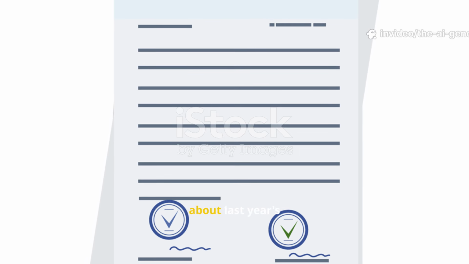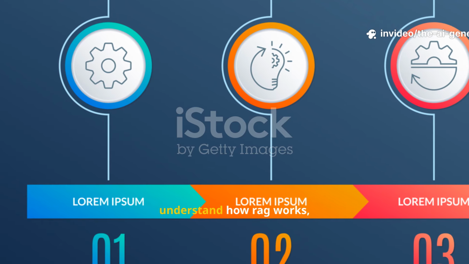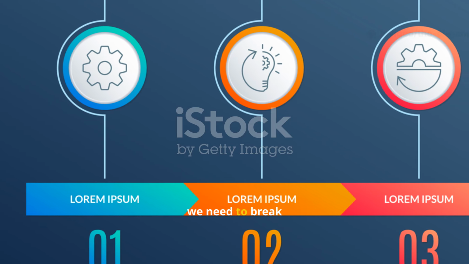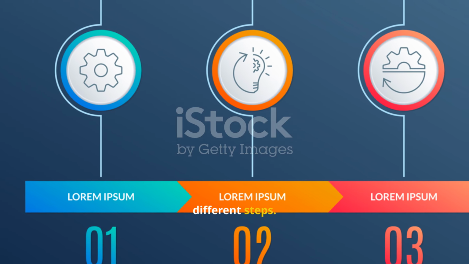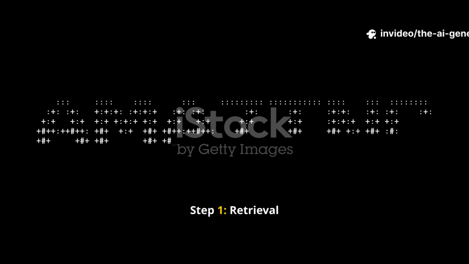Let's say one of the use cases for the company to use the AI Assistant was to ask questions like, can you tell me about last year's service agreement with CodeCloud? In order to understand how RAG works, we need to break them down into 3 different steps: retrieval, augmented, and generation. Starting with retrieval.